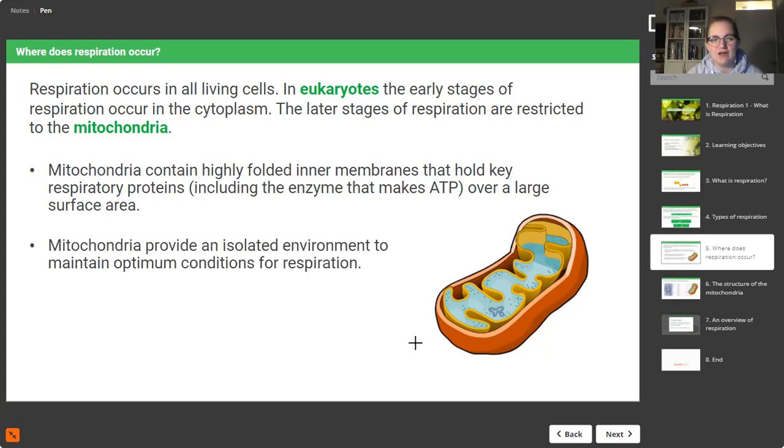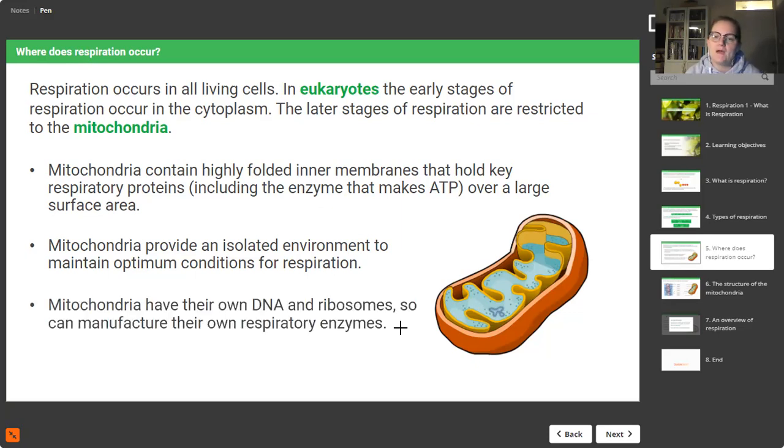Mitochondria provide an isolated environment to maintain optimum conditions for respiration. Just as photosynthesis needs optimum conditions, so does respiration. Mitochondria basically protect the environment and maintain that it's in the correct optimum conditions so that respiration can be constantly ongoing at the same rate. Mitochondria have their own DNA, remember, and they have ribosomes, so they can manufacture their own respiratory enzymes. That's really, really useful. We're not relying on other cells or other organelles to do that, but mitochondria are able to do that all themselves.